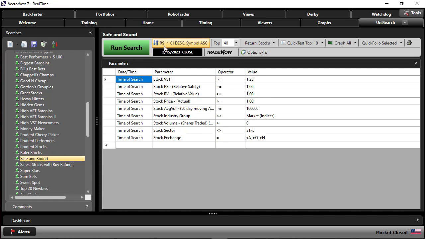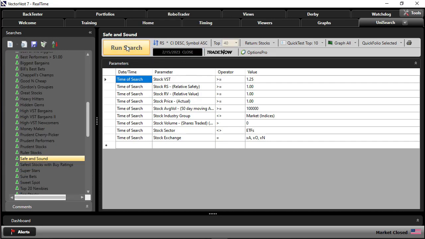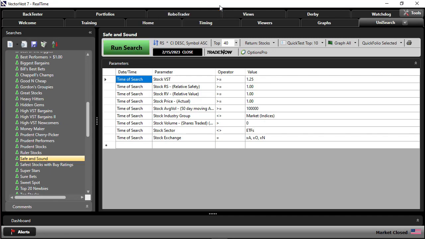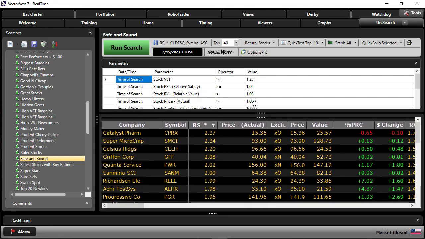And look at the sort. Combining a fundamental indicator with a technical indicator, we rank the stocks by those two indicators: RS times CI. We want the best combination of relative safety and comfort index at the very top of the list. So if I go ahead and run that search just as of the close of the 15th, now that was a green light in the price column of the color guard. We always want to pay attention to what the market is doing. So I go ahead and run that search.